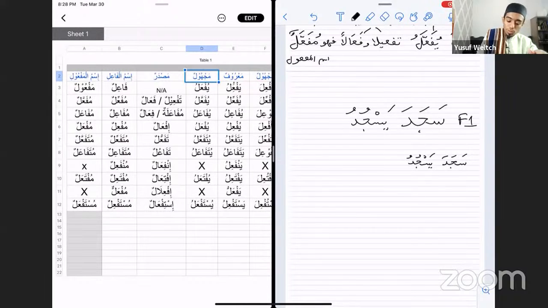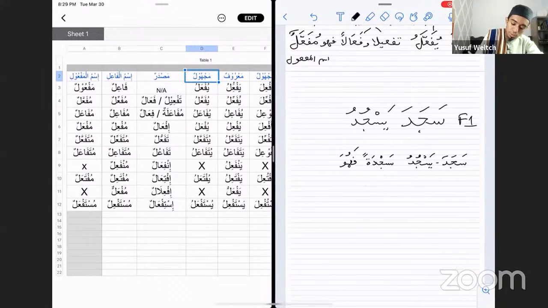What is the root noun of sajada? Anyone know? There's no root noun. No, form 1 does have a root noun. It's just not a set pattern, so you have to look for it in the dictionary, which we'll try to go over. It's sajdatan, or you can use sujudan. So sometimes in form 1 you have options. You don't need to use both. Sujud or sajda, they both mean the same thing. So sajada yasjudu sajdatan fahuwa.